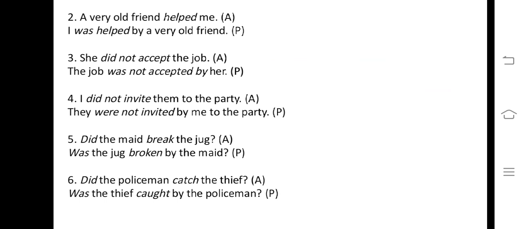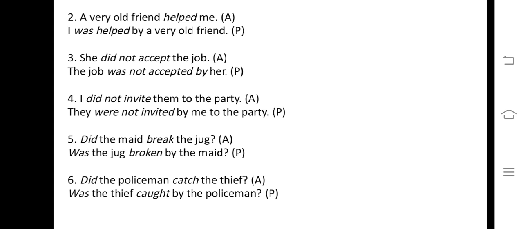Second sentence, a very old friend helped me. Here we need to take care of personal pronouns too. We have learned this in our last lecture. So me will change into I when we transform the sentence in passive voice. And I is singular, so we write was plus V3 form of help, by a very old friend. A very old friend is the subject. So our answer is like this. I was helped by a very old friend.